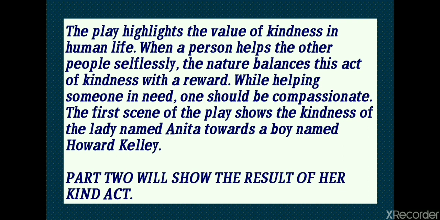The scene 1 highlights the two main characters of the play. But in the next scenes, we'll meet more characters. Part 2 will show the results of the act of kindness of the lady named Anita. What happens next, we will come to know in the part 2 of the chapter A Glass of Milk.